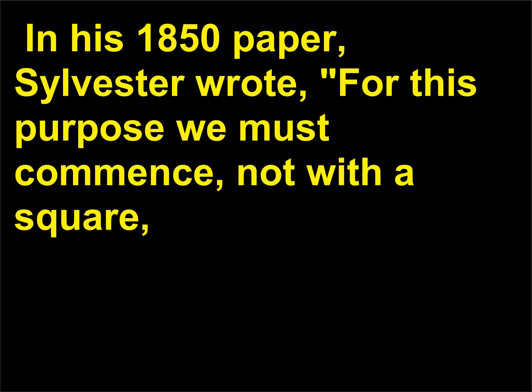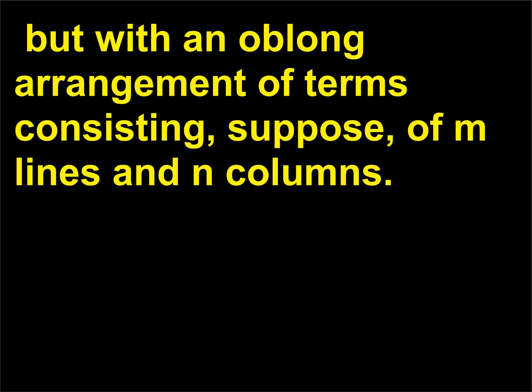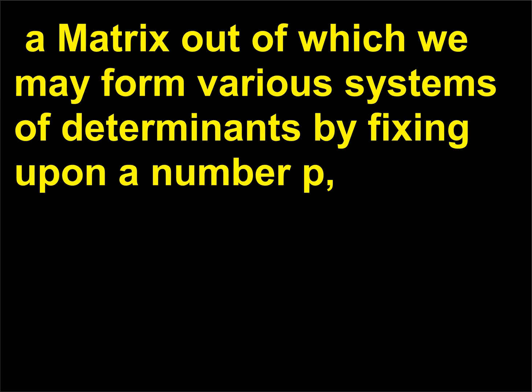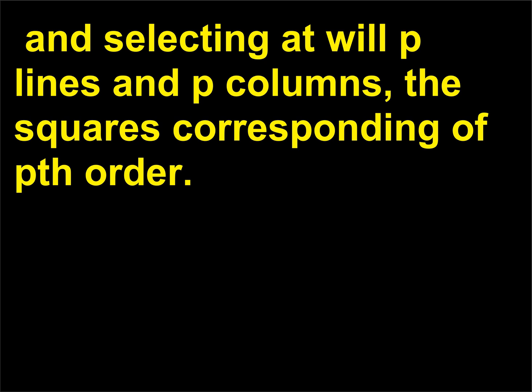In his 1850 paper, Sylvester wrote, "For this purpose we must commence, not with a square, but with an oblong arrangement of terms consisting, suppose, of m lines and n columns. This will not in itself represent a determinant, but is, as it were, a matrix out of which we may form various systems of determinants by fixing upon a number p, and selecting at will p lines and p columns, the squares corresponding of pth order."